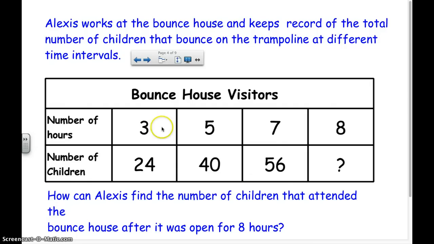Well, I know that 3 times 8 is 24, or 24 divided by 8 is 3. 5 times 8 is 40. 7 times 8 is 56. So, how can Alexis find the number of children that attended the bounce house after it was open for 8 hours? So I know that this is a times 8 or divided by 8, depending upon which way you're going, table. So 8 times 8 is 64. So the number of children that attended after 8 hours is going to be 64, because this is the number of hours, this is the number of children.